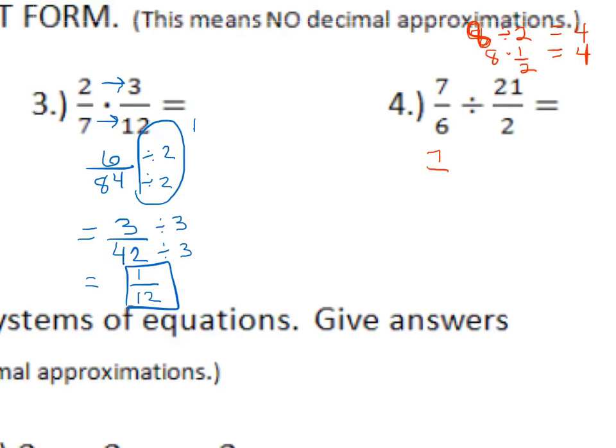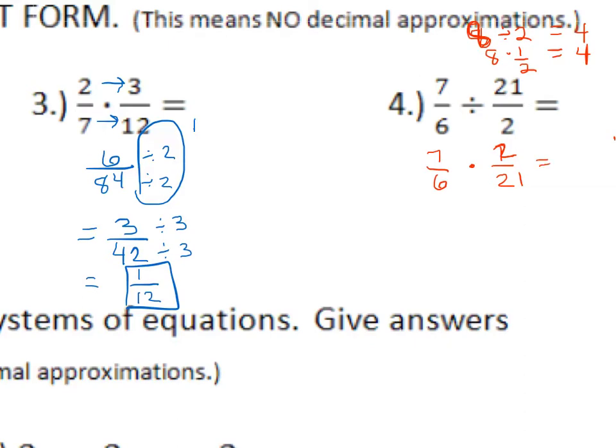So we're going to keep the first one. This is where the keeping comes in. Change it to multiplication. And we're dividing by the second one, so that's the one we multiply by the reciprocal. I don't know why I put 1 on the top. 2 over 21.